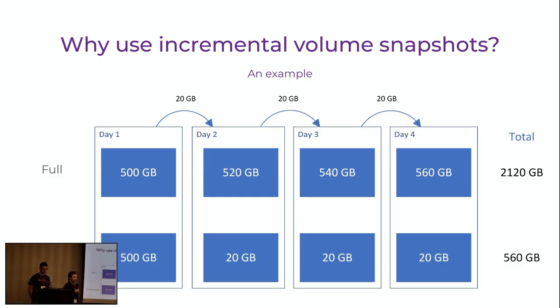So instead of doing that, what we can do is take a first snapshot, which will be a full one to store all of the state, and then the next snapshots will only save the data that was changed. So at the end of our 4-day period, using incremental snapshots, we'll actually only use 560 gigabytes of data, which, in this case, is around 25% of usage.